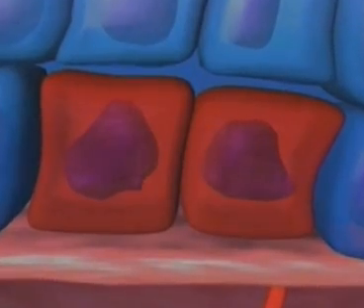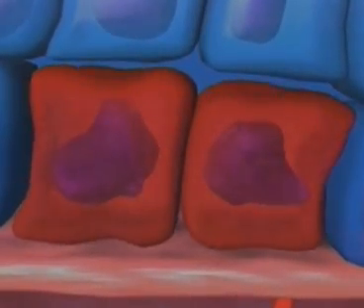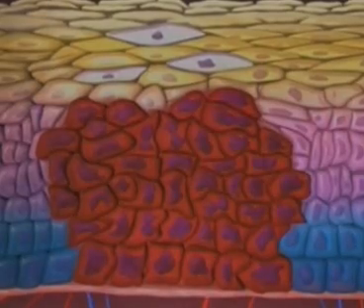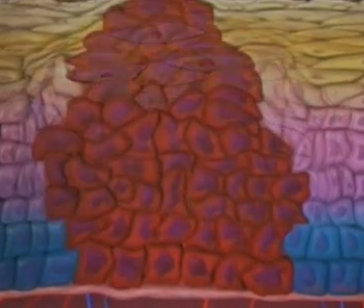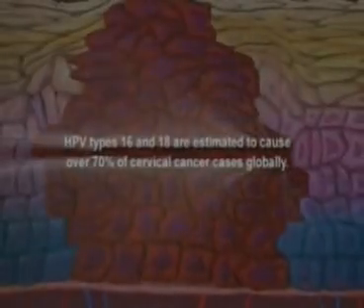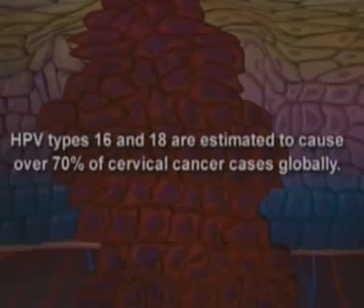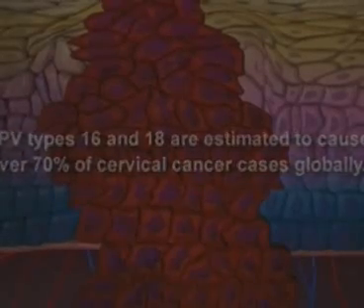Normal cellular mechanisms that protect cells from mutations are disabled. As mutations accumulate, the cells undergo morphologic changes that lead to the development of precancers or cancers of the cervix, vagina, or vulva. The HPV types 16 and 18 are estimated to cause over 70% of cervical cancer cases globally.